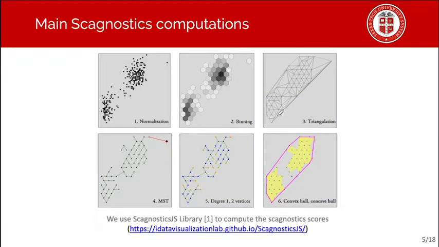After having the data, we use the Scagnostic JS library to compute the scagnostic scores, and they include 6 computation stages. They are first normalization, second binning, third triangulation, fourth minimum spanning tree, fifth finding the degree 1 and 2 vertices, and lastly computing the convex and concave holes.